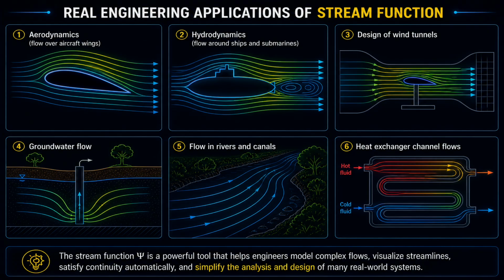It helps us in aerodynamics for designing better aircraft wings and airfoils. In hydrodynamics, it is used to study flow around ships, submarines, and other marine structures. It plays an important role in designing wind tunnels so that the flow inside is uniform and smooth. It is also used for studying groundwater movement, such as seepage under dams and flow to wells. Additionally, it helps in designing efficient channels, ducts, pipes, and turbomachinery like turbines, compressors, and pumps.